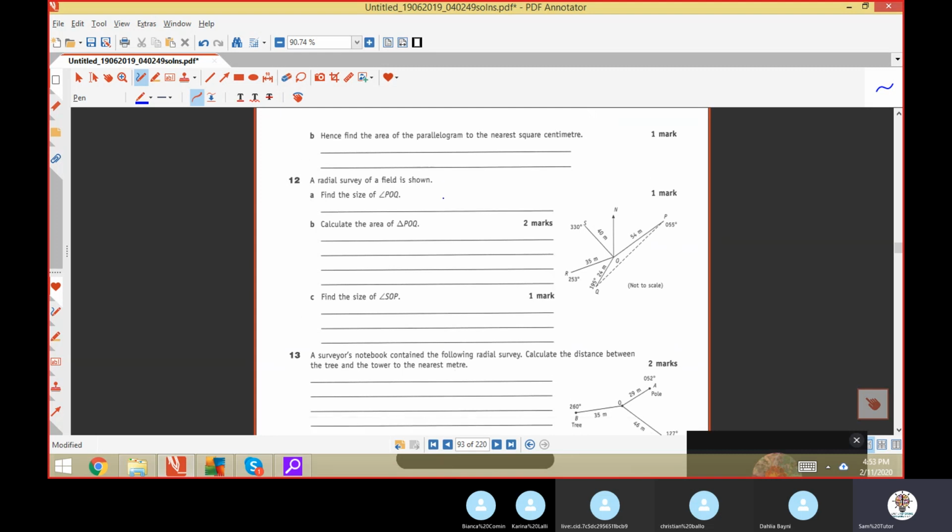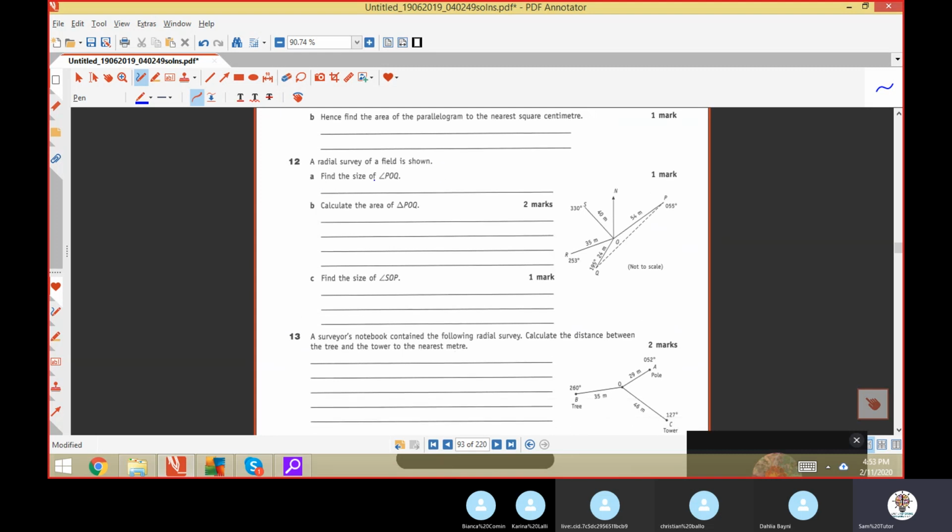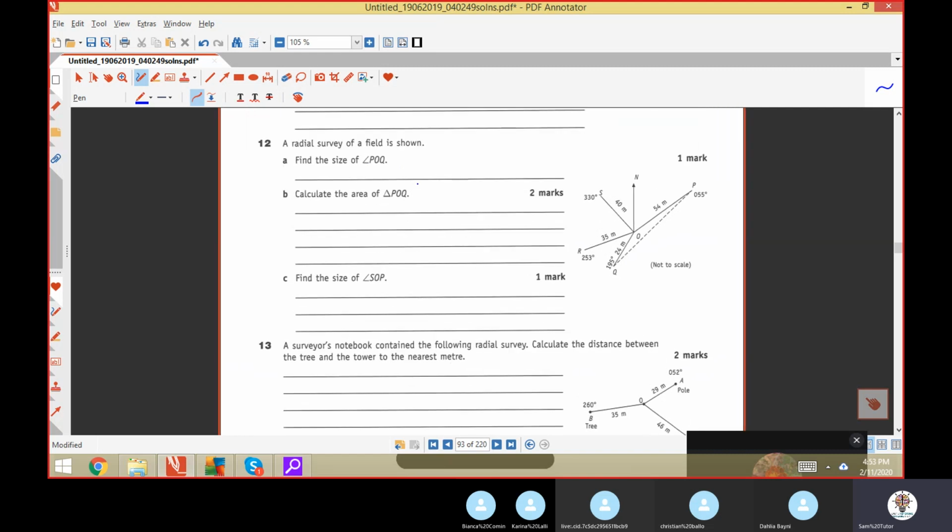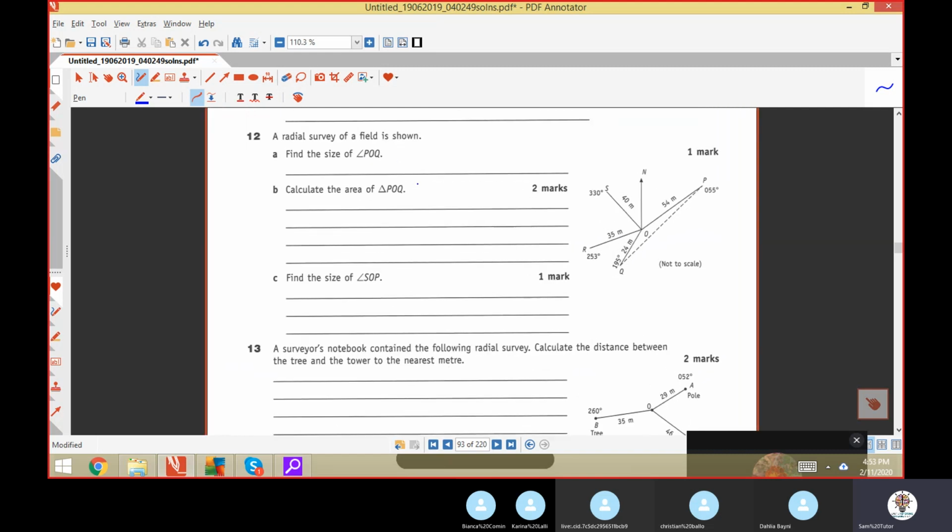Okay, so let's begin. A radio survey, show blah blah blah. Find the angle POQ. Let me zoom in a bit. POQ. So POQ is all that. Okay, what is that?